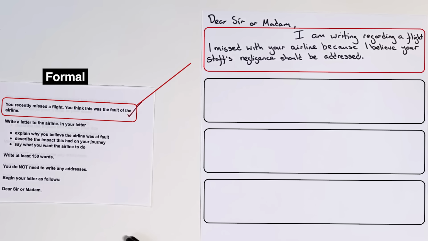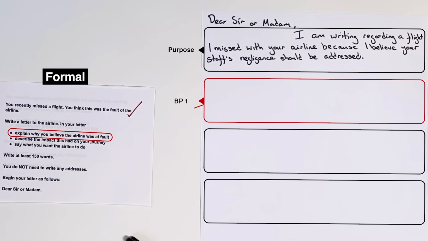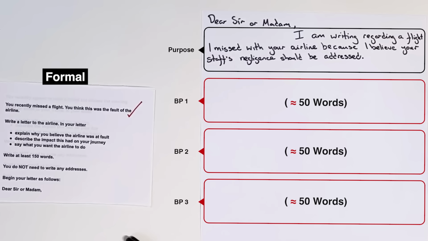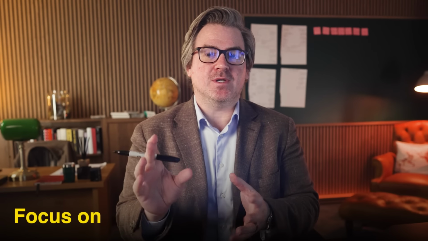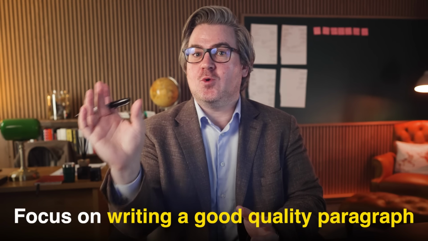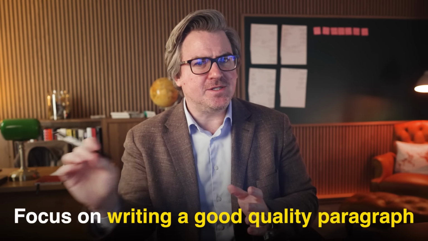So you have your first paragraph, which is your purpose, and then you're going to write a paragraph about bullet point number 1, then a paragraph about bullet point number 2, and then a paragraph about bullet point number 3. For the 3 bullet point paragraphs, what I generally suggest is around 50 words. If you're slightly under that or slightly over that, don't panic. I would really encourage you to focus on writing a good quality paragraph rather than counting the number of words.